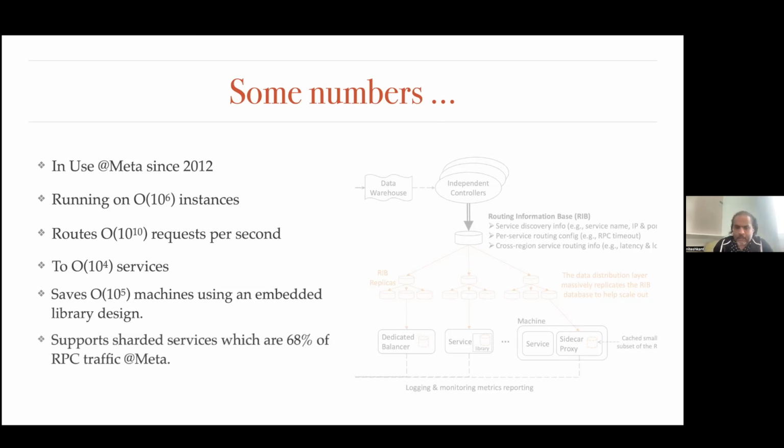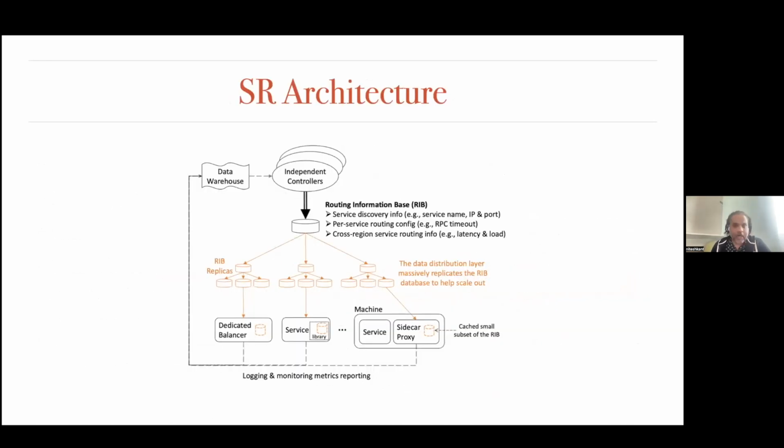The other very interesting and distinct value add from ServiceRouter is that it inherently supports sharded services, which account for about 68% of RPC traffic at Meta. That's a huge deal for us, as a lot of services are actually sharded. So providing the same library which handles sharded and unsharded is a big deal. So how do we do it?